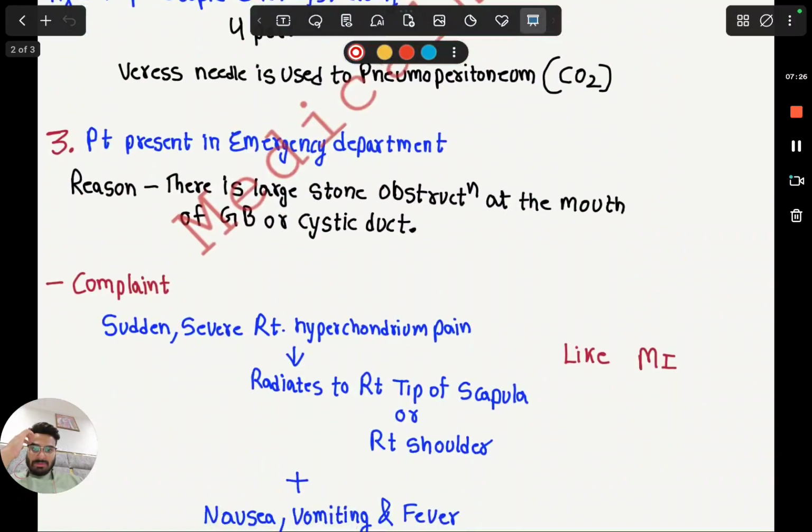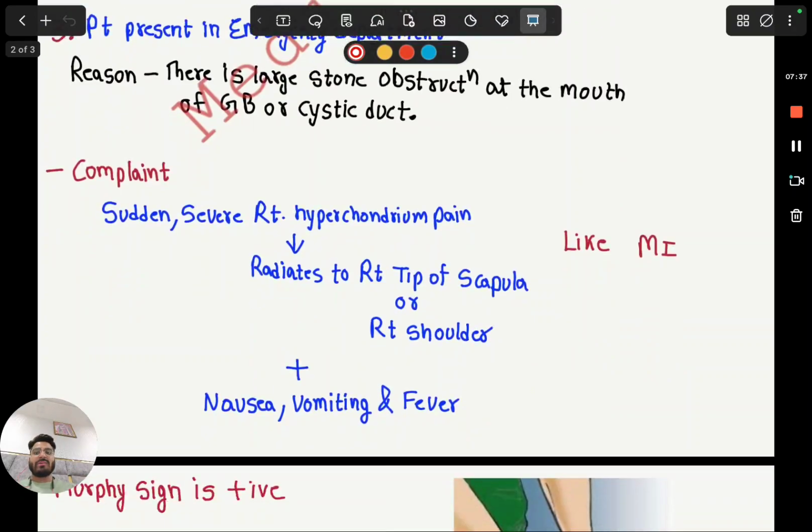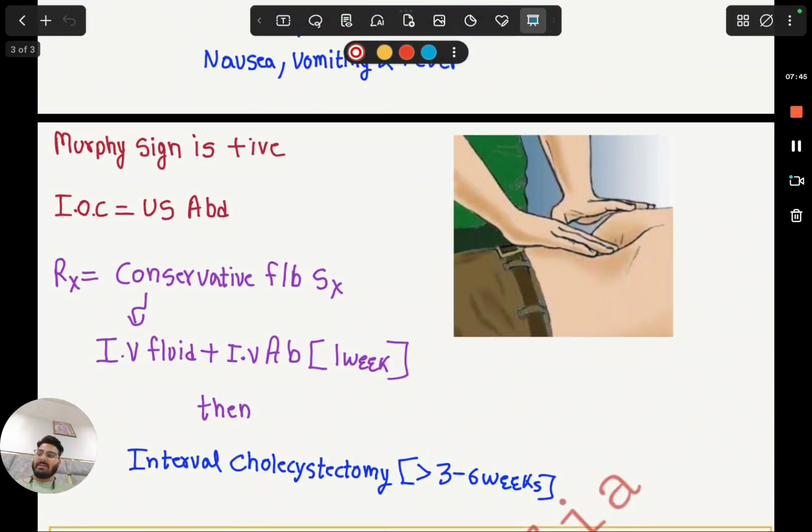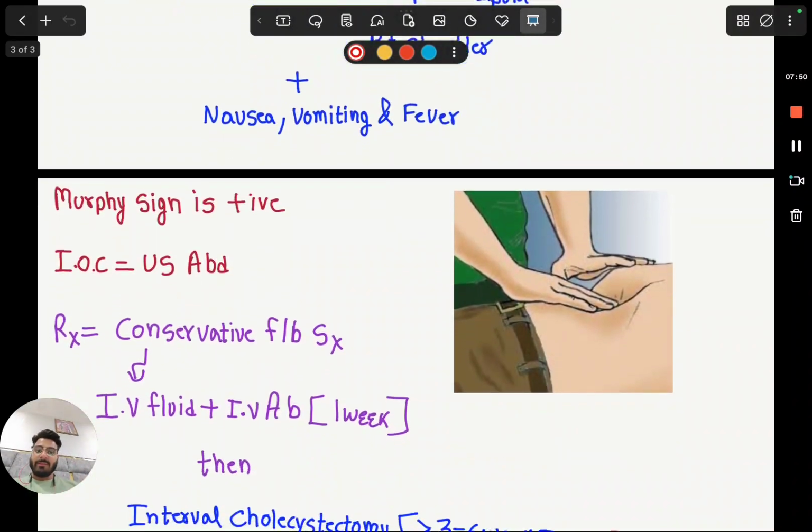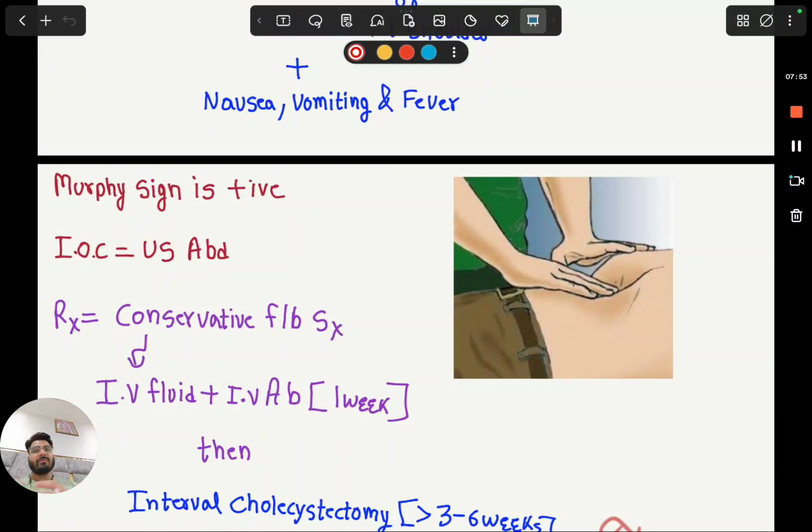When there is obstruction, stasis occurs, and a large amount of mucus will be present in the gallbladder. The gallbladder will be overstuffed, and the stasis becomes a party for bacteria. It will be very red, hot, and inflamed. Remember, the patient will have Murphy sign because a large amount of mucus is stored in the gallbladder. The gallbladder will be very rigid and hot.